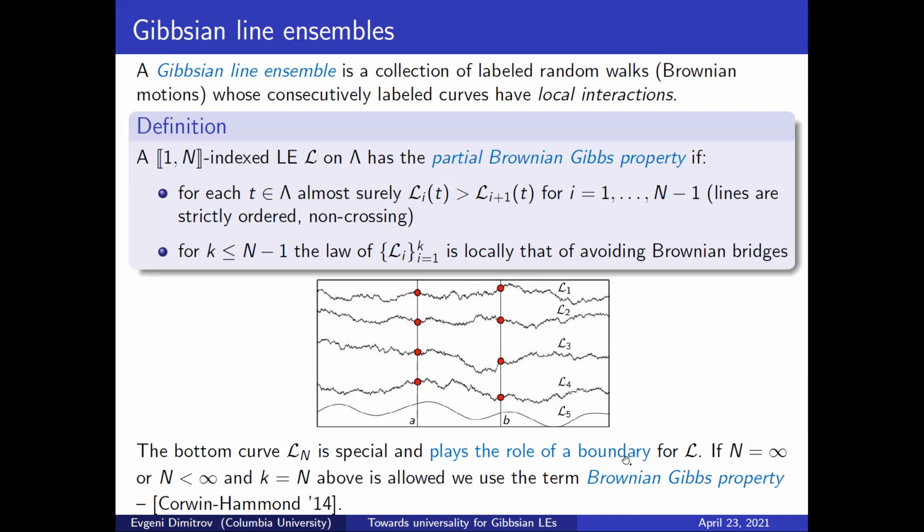Now, if you have infinitely many lines, meaning there is no bottommost curve, or if there are finitely many lines but the resampling also extends to the bottom one, then you drop the word "partial" and you arrive at what's called the Brownian Gibbs property. This is a term that was coined by Corwin and Hammond in 2014. So this is a continuous Gibbsian line ensemble.